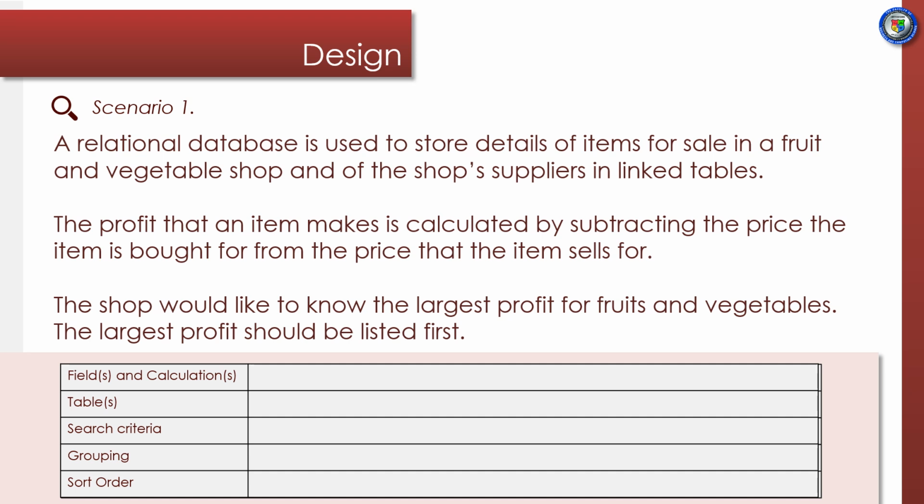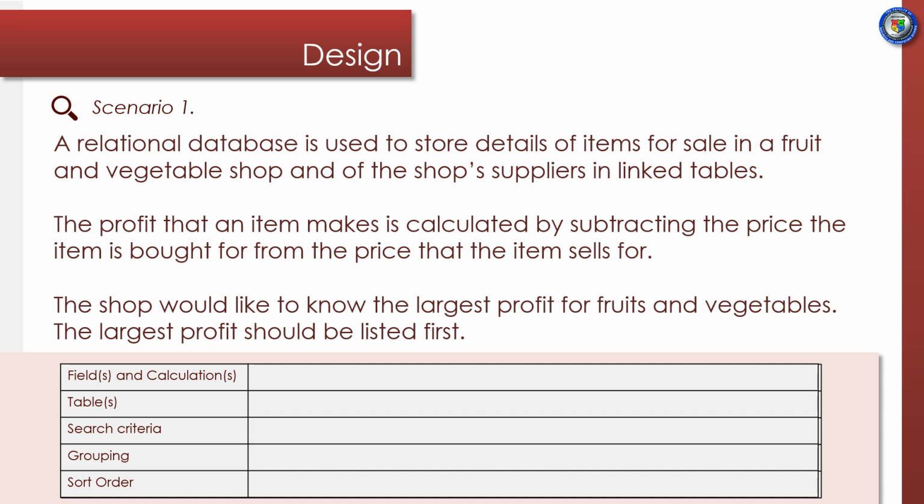We will now look at our first scenario. A relational database is used to store details of items for sale in a fruit and veg shop and of the shop's suppliers and linked tables. The profit that an item makes is calculated by subtracting the price the item is bought for from the price that the item sells for. The shop would like to know the largest profit for fruits and vegetables. The largest profit should be listed first.